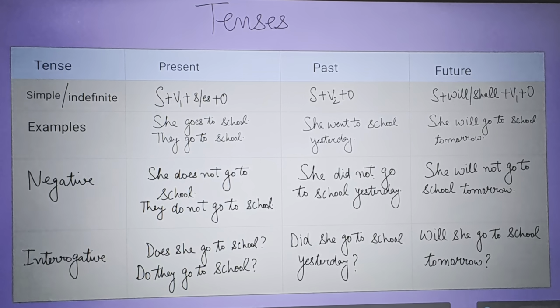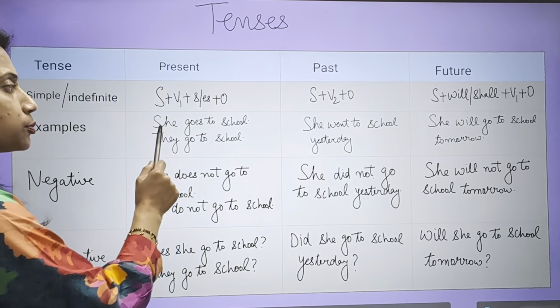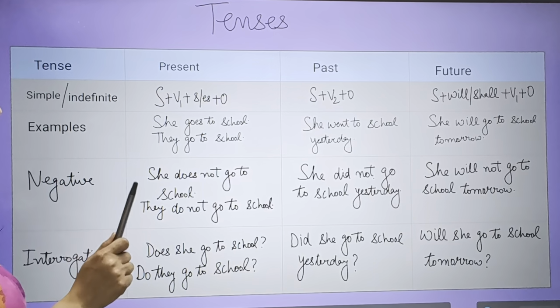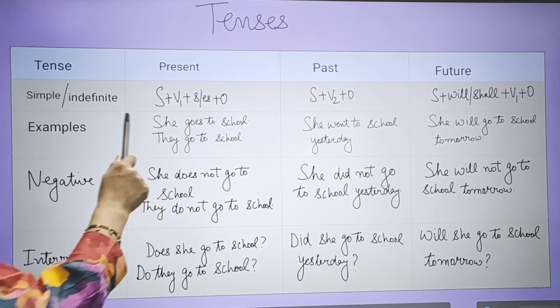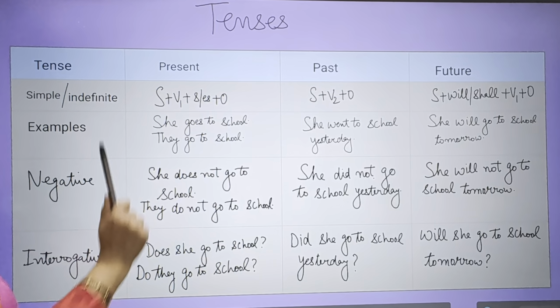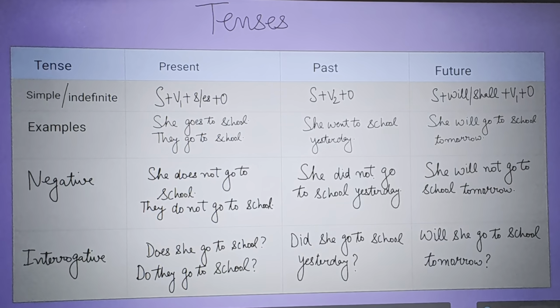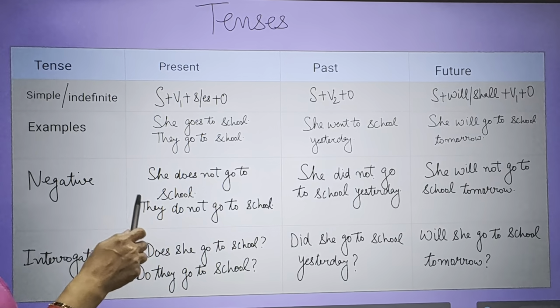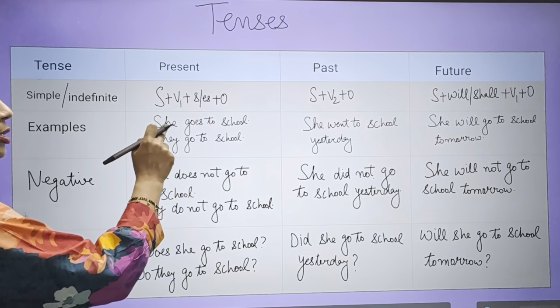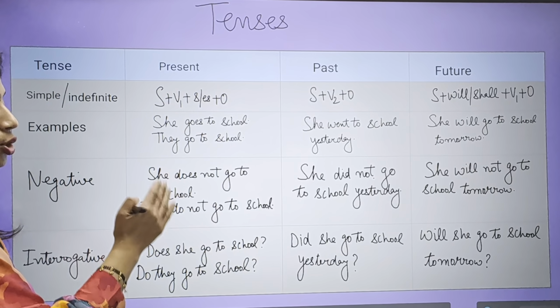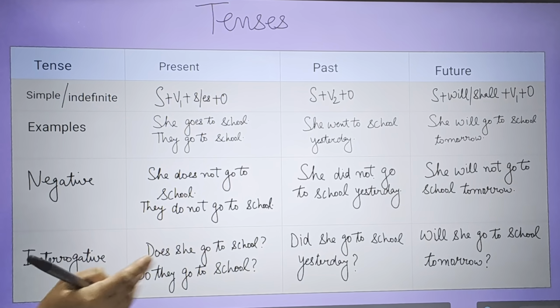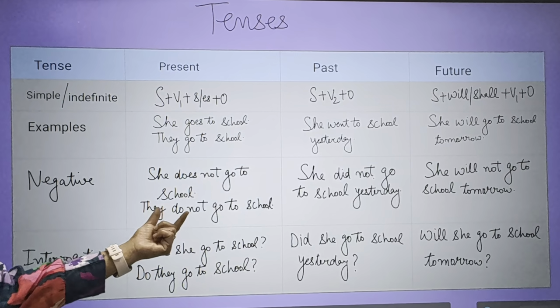So the thing that you have to keep in mind, with singular subject you will use S/ES with the verb. But with the plural subject you will not use S/ES with the verb. Like she goes to school, they go to school. And if you have to change that into negative, you will use do or does. With the singular subject like she singular, you will use does. She does not go to school. And with the plural subject, you will use do.